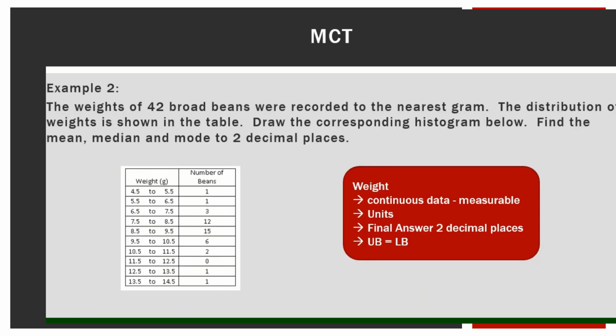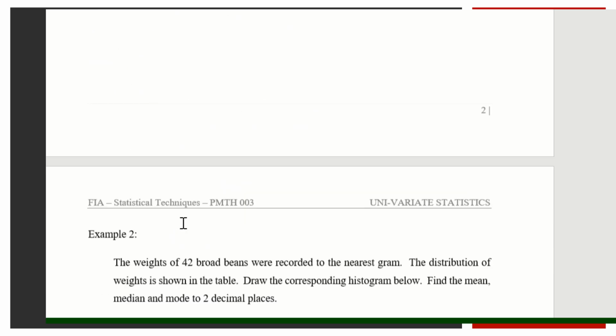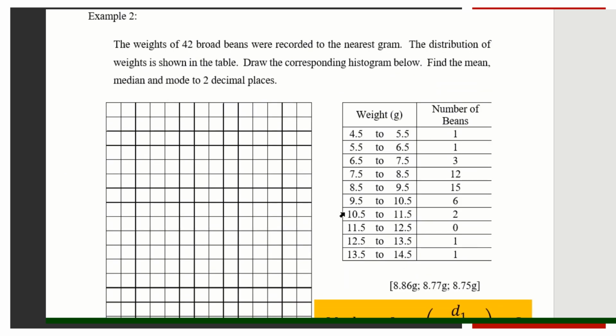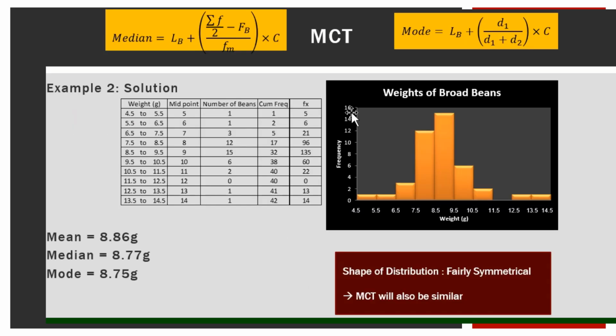Okay, next part. The weight of 42 broad beans. This is example 2. For example 2, I would rather you just do it in your own time. It's very repetitive from semester 2. They've given you a table here. They want you to draw the histogram, and then they want you to calculate mean, median, and mode.